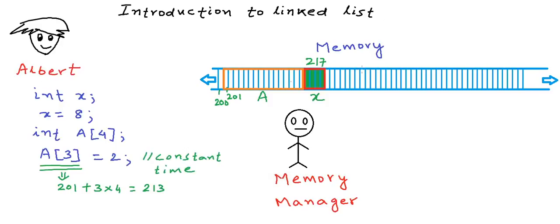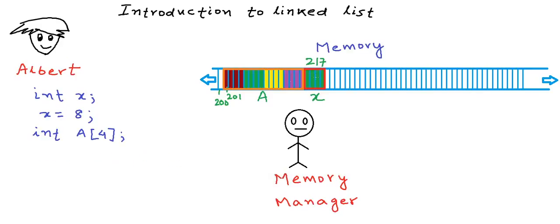And this is one awesome thing about arrays, that irrespective of the size of the arrays, the application can access any of the elements in the array in constant time. Now let's say Albert uses this array of 4 integers to store his list. So I'll fill in some values here at these positions. Let's say this is 8, this is 2, this is 6, this is 5, this is 4.